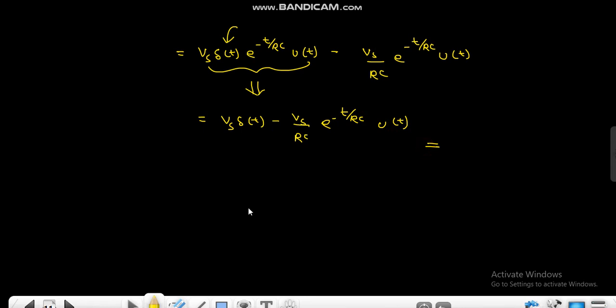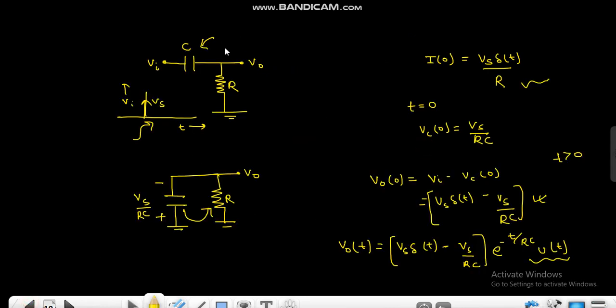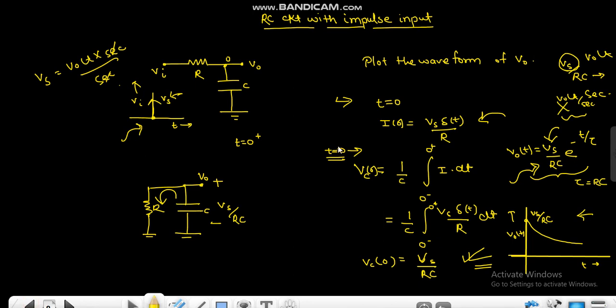Or you can simply see, you know the equation of voltage across this capacitor. You already know it: Vs by Rc e to the power minus t upon Rc. Now you have to write the value of V naught t. So what will be the value of V naught t? It will be Vi minus Vs by Rc. There should be ut as well. In the previous expression I forgot to apply the ut, so it should be ut.